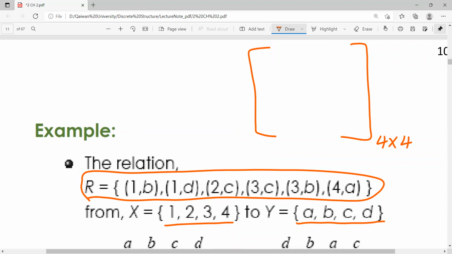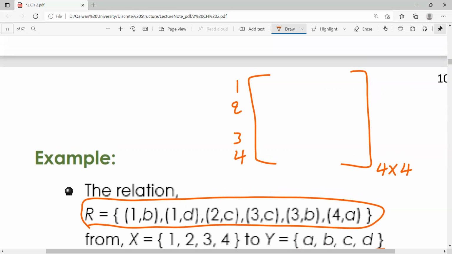And we're going to write down the elements of the first set. What's the first set here? It is X. We have X to Y. That means we're going to write down the elements of X for the rows: 1, 2, 3, and 4. And then elements of Y for the columns: A, B, C, and D.